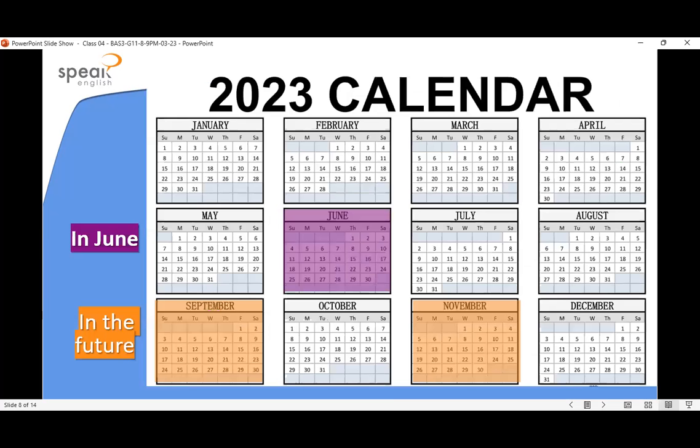Okay, almost there. So now let's try with a specific month. For example, in June, I have a party, okay? In June, I go to my parents' house, something like that. Something that you do in a month, in January, in February, in October next year, something that you plan.